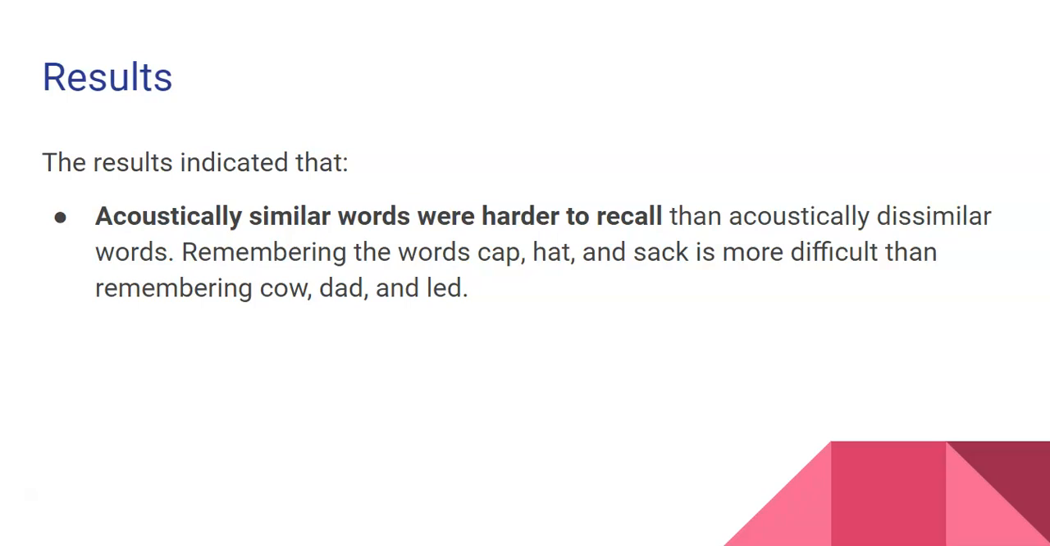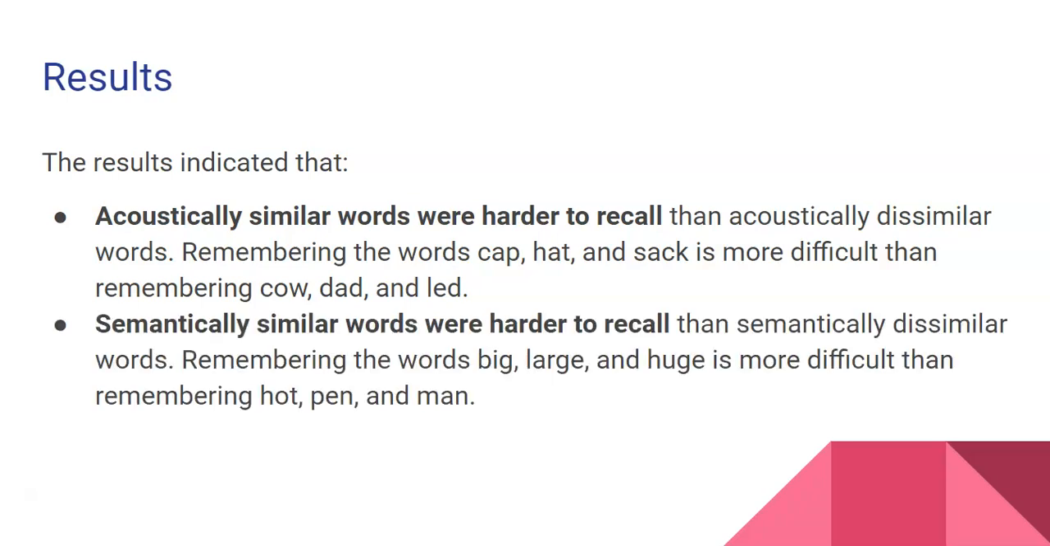Now, the results of this study. The results showed that acoustically similar words were harder to recall than acoustically dissimilar words. So words that sound the same are harder to recall. Words like cap, hat, sack are more difficult to recall than words that sound different. They also found that semantically similar words were harder to recall than semantically dissimilar words. So it's harder to remember the order of words such as big, large, huge than words that do not mean the same thing. A word list that had hot, pen, man is easier to recall than words that mean the same thing.